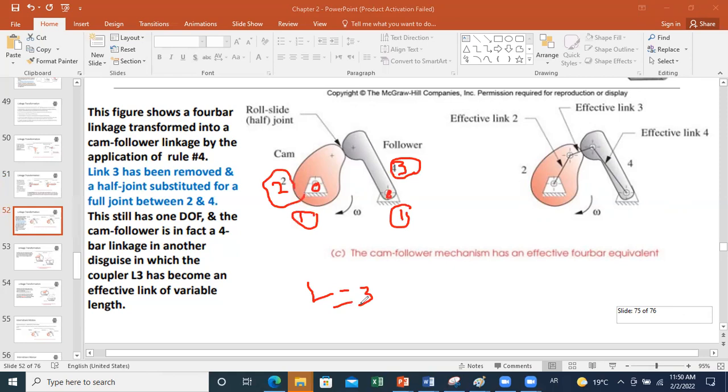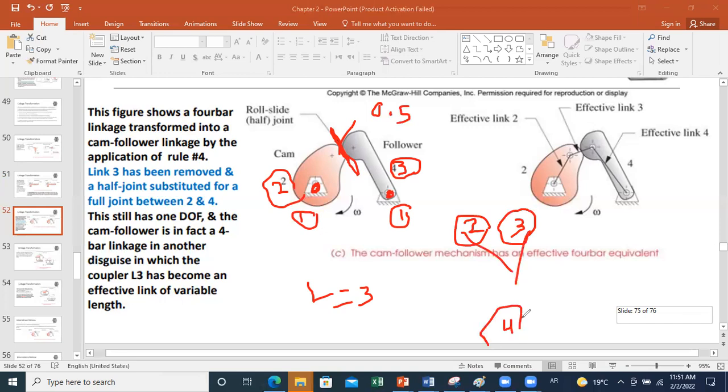So you now use strategy number 3. But if you look at the type of joints, here you have full revolute joints. However, at the contact between the cam and the follower, you have a half joint, because this is a roll slide joint. You can have rolling, you can have sliding between these two parts. So in total, you used 2 strategies here. You used rule 2, which consists of replacing a full joint by a half joint. And also you used rule 3, which is to reduce the number of links, as you removed 1 link. The combination of both is rule 4.